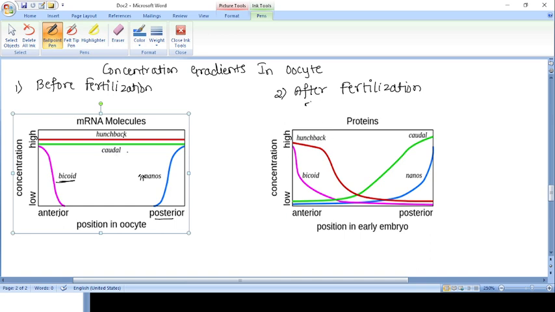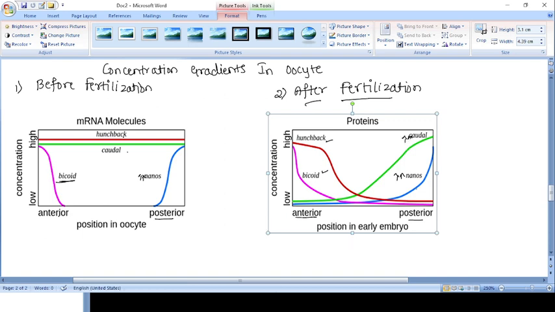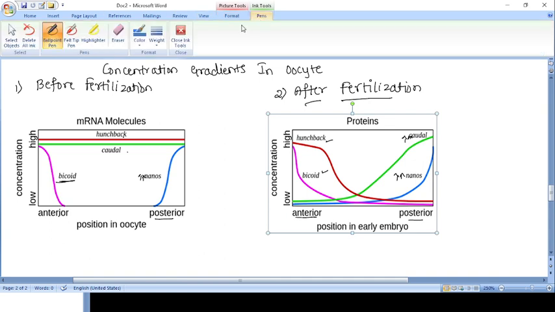And here, after fertilization, the second graph shows that in the anterior region there is a high concentration of hunchback and bicoid and less concentration of caudal and nanos. And in the posterior region, there is a high concentration of nanos and caudal and less concentration of bicoid and hunchback. This is the concentration gradient before and after fertilization. Is it clear?